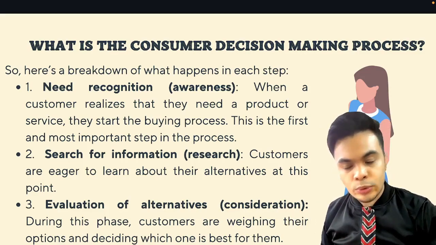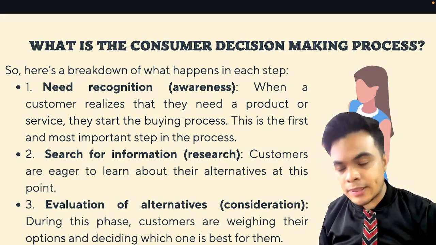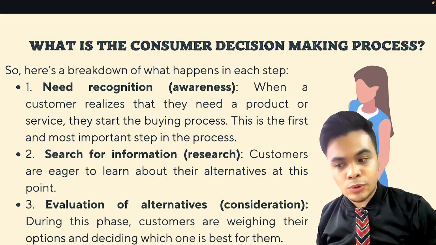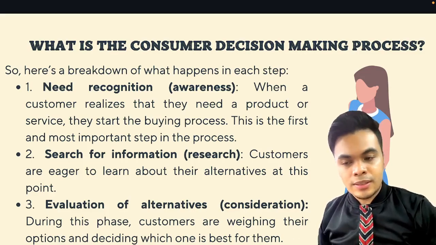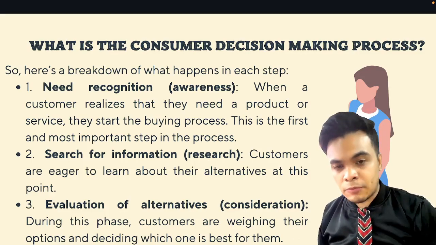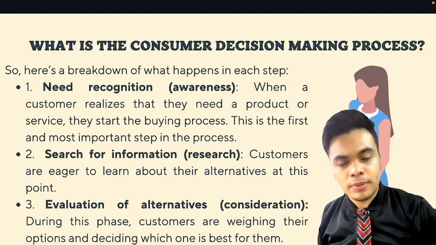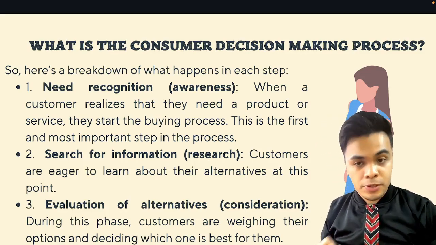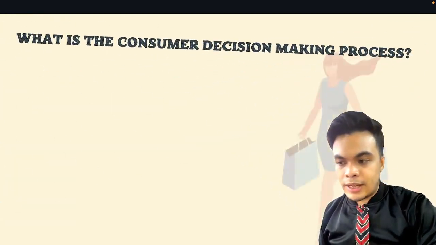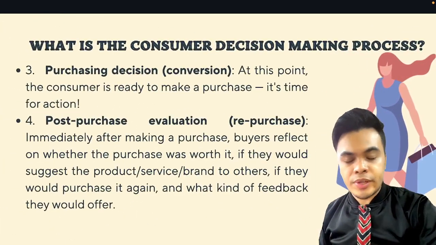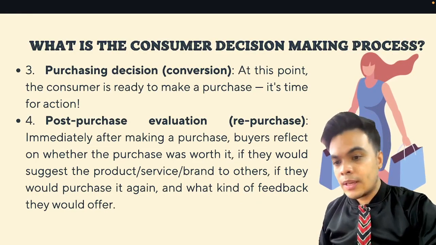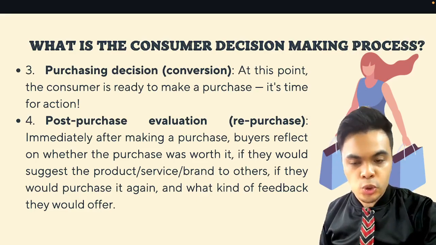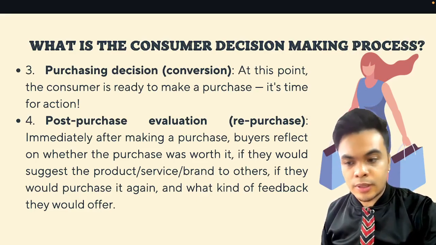Now, why do we need to evaluate? Since we have limited financial resources, we cannot buy them all. Or in order to solve that need, we only need to buy maybe one type of product. It is unnecessary if we buy more than one. So we now evaluate which among the options is the best buy. Then after that, we do the purchasing decision, or the conversion. At this point, the consumer is ready to make the purchase. It's time for action, and the act is to buy or not to buy.